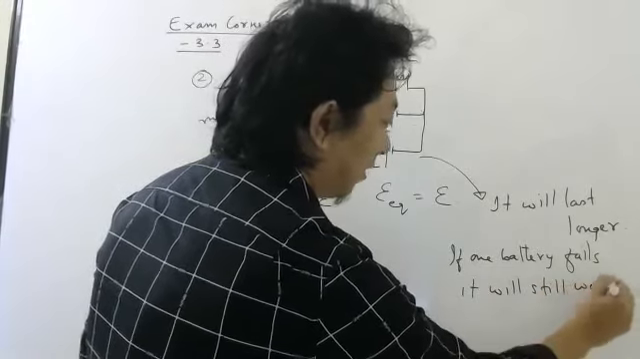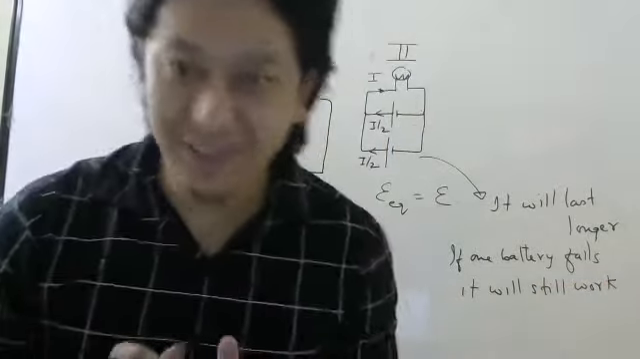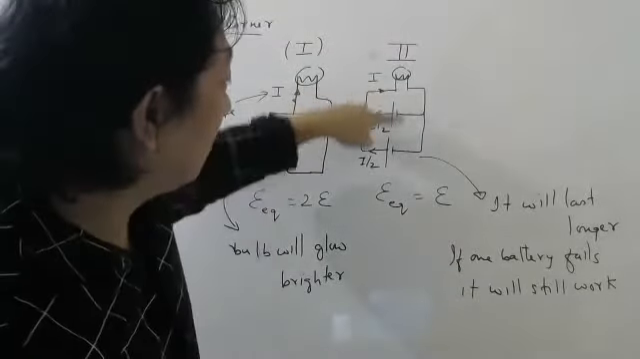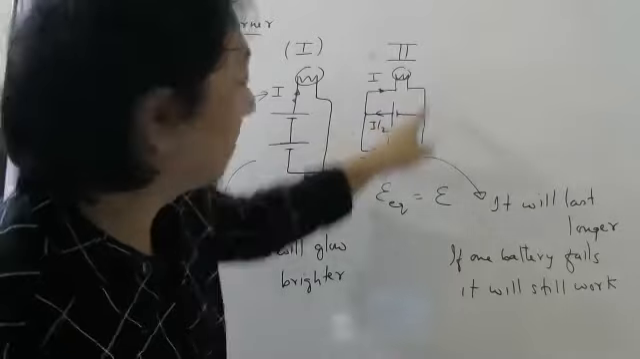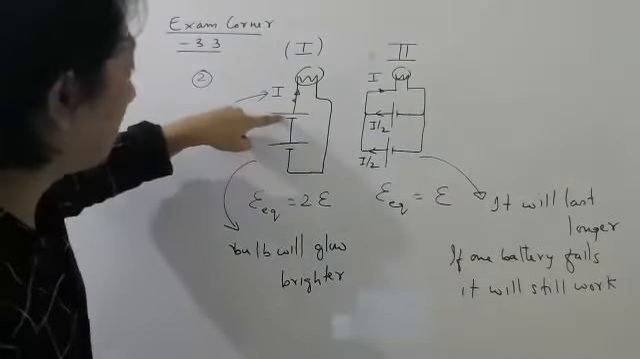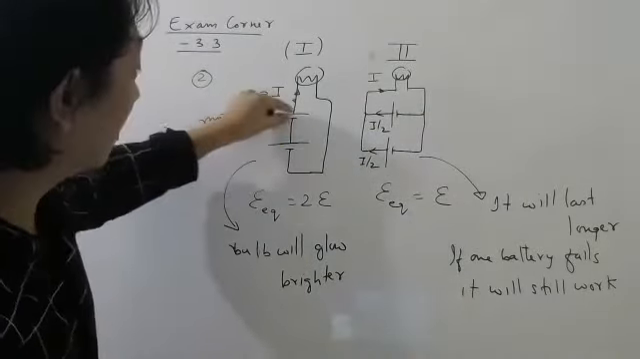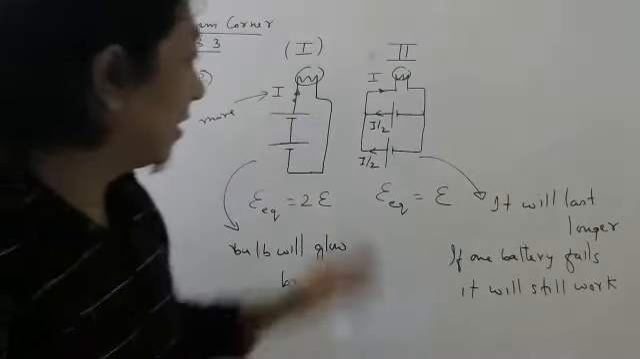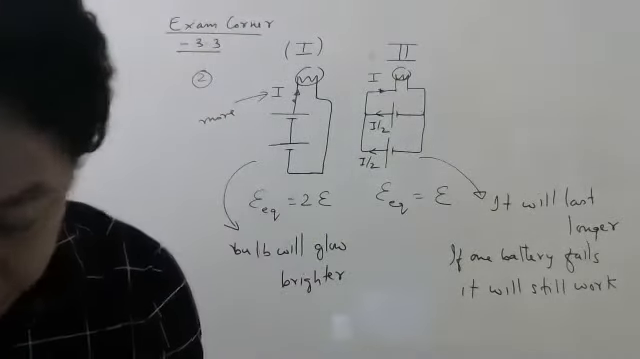You may not get very bright light, but still it will work if one battery fails because it is in parallel. Even if this battery fails, this will send current. But here, if one of the batteries fails, then the circuit will be open, so no current can flow. So please realize, these are the advantages of both of them.